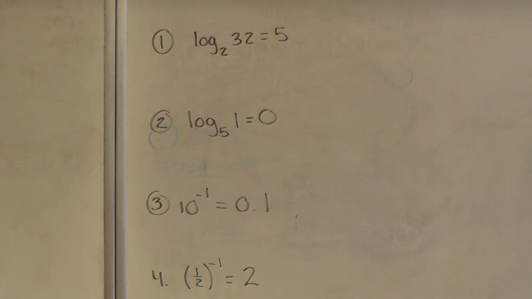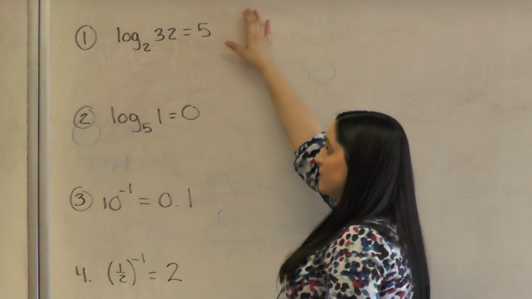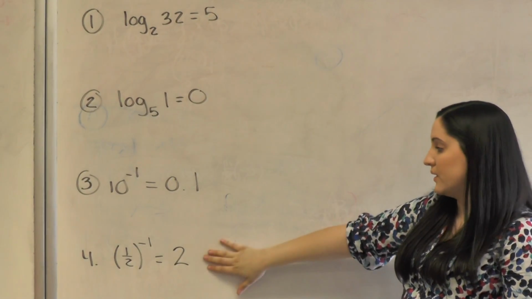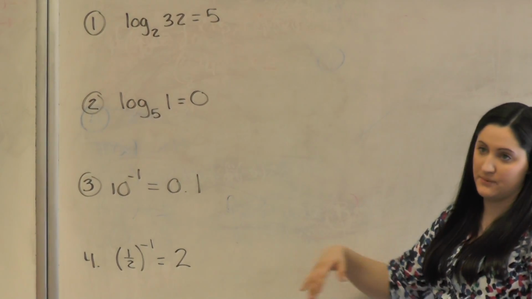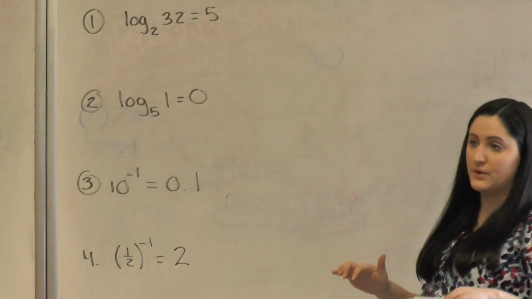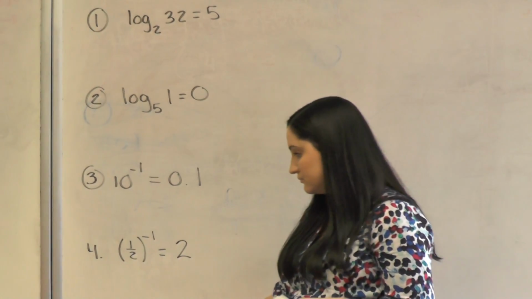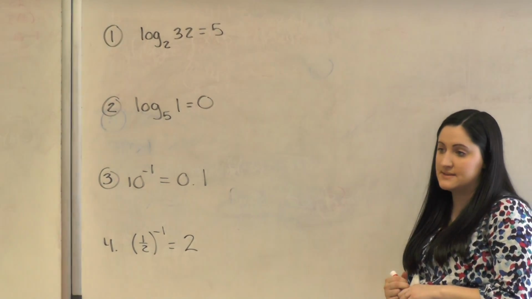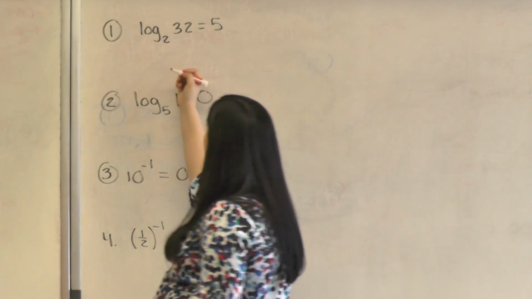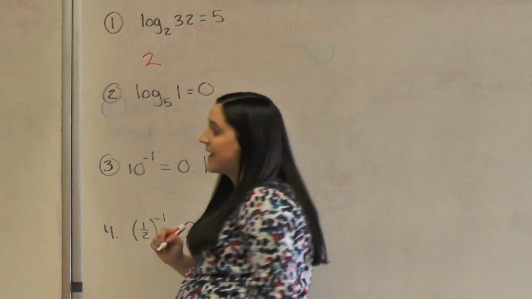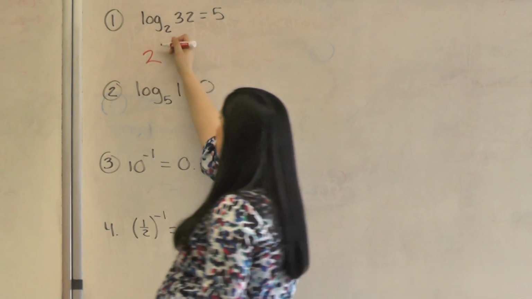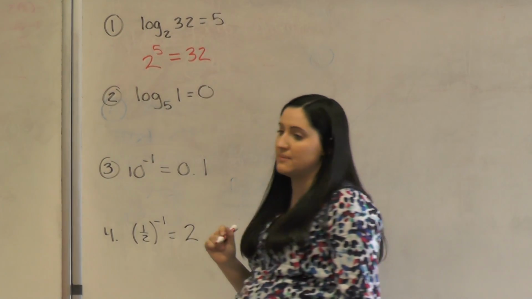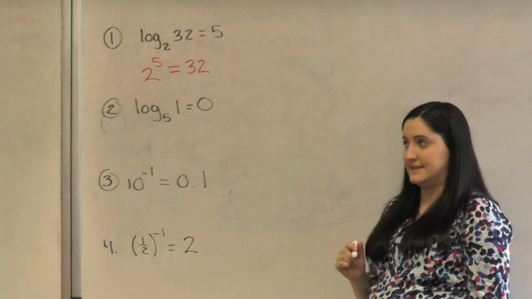We're going to look at these 4 examples. The first 2, we're going to go from logarithmic form to exponential form. And then 3 and 4, we're going to go from exponential form to logarithmic form. You need to be able to go back and forth between the 2. Alright, so with number 1, what is my base? 2. Okay, what's my exponent? 5. And my answer? 32. Does that make sense? Is 2 to the power 5 32? Yes.